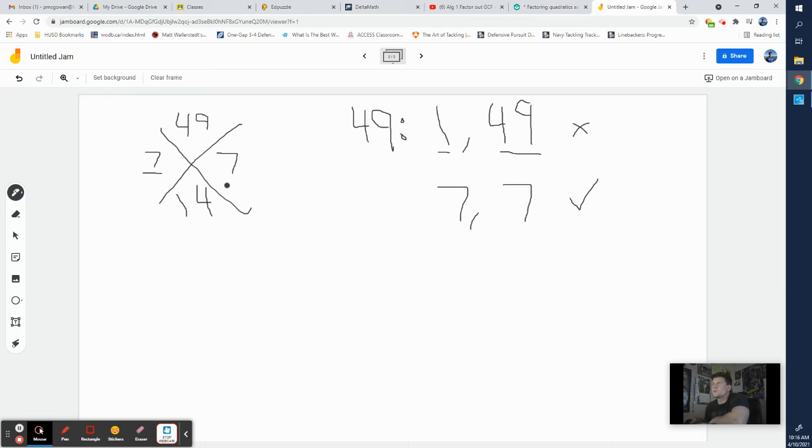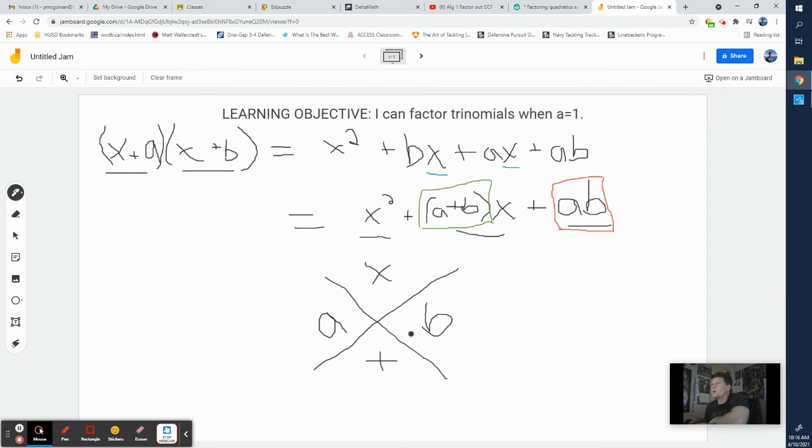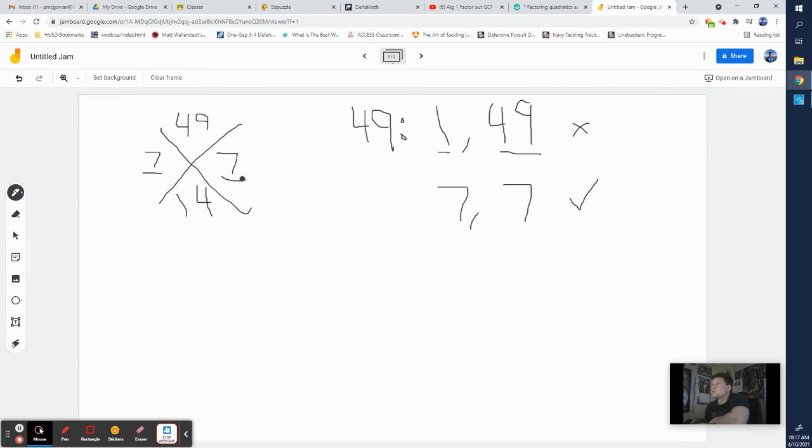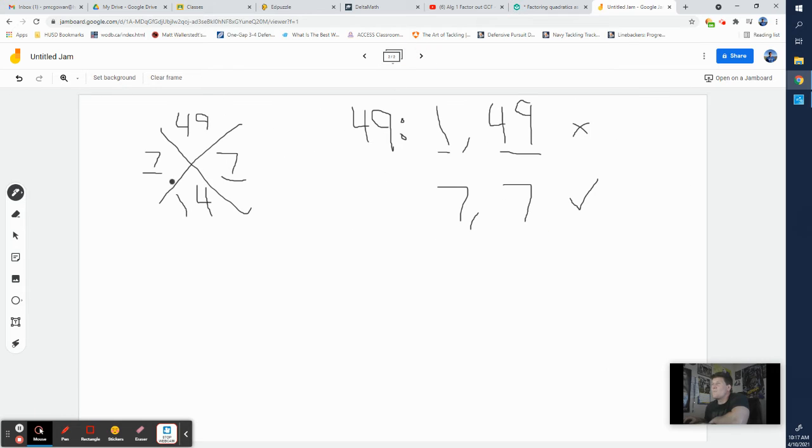We have our two factors. We have our two A and B values from our diamond. So what it tells us is that we have x plus 7, x plus 7. Do you see what I'm cooking with here? We multiplied on top, we added on the bottom. Those two factors were the combo that fits for both of these, because 7 times 7 makes 49, and 7 plus 7 makes that 14.